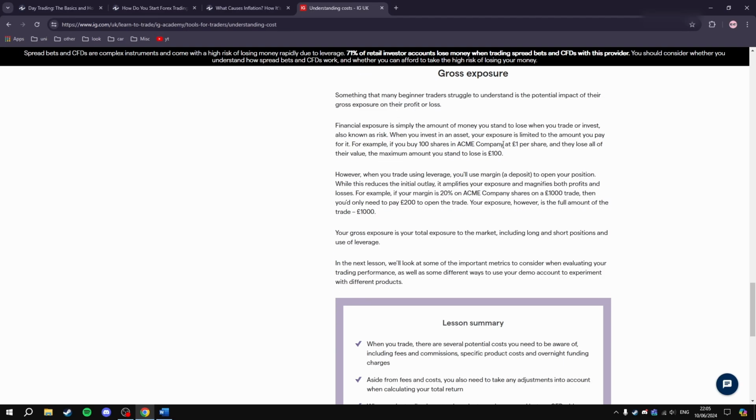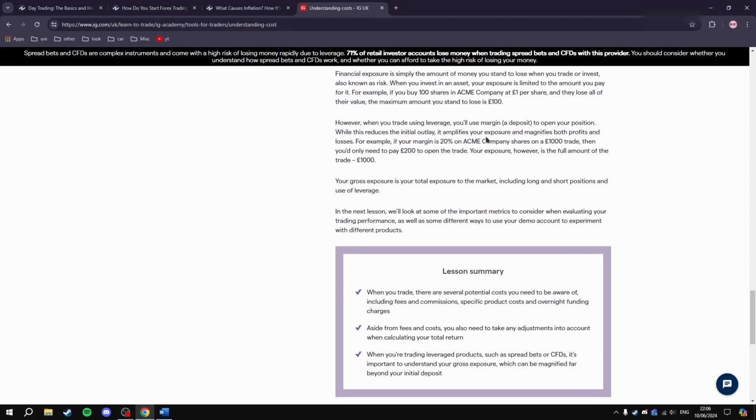Gross exposure. Something that many beginner traders struggle to understand is the potential impact of their gross exposure on their profit or loss. Financial exposure is simply the amount of money you stand to lose when you trade or invest, also known as risk.